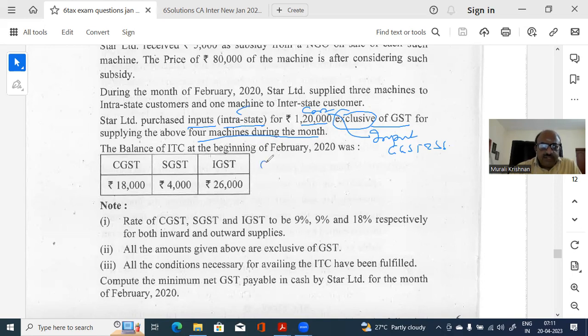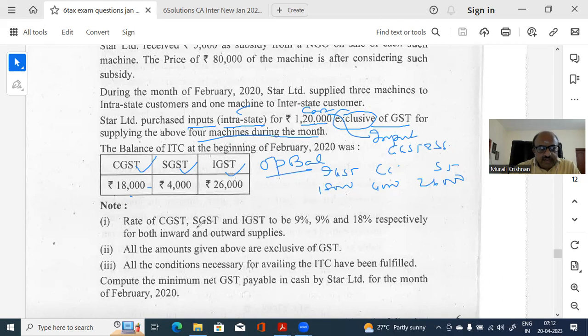Apart from that, they have given the opening balance: CGST, SGST, IGST. Again, be careful about the order, because in the exam you may be writing IGST first, then CGST, then SGST. By mistake, when you do it, you will take this and put 18,000 here. Gone. Problem gone. Like this, you will write. It will make a mistake. Everything you have done, but you have not observed that this problem is there. Therefore, you will make a mistake of wrongly putting the balance here.